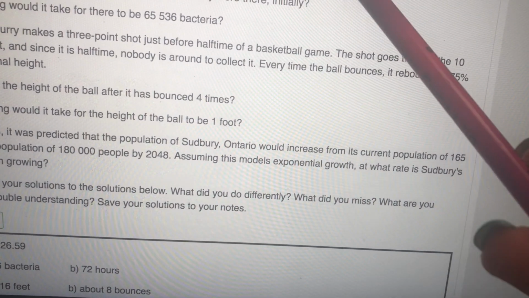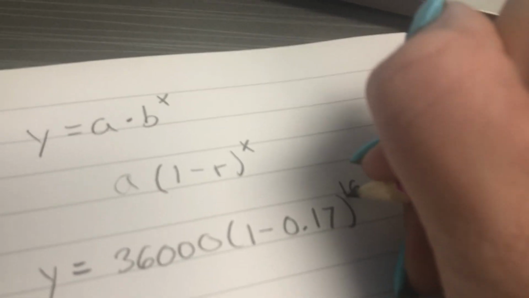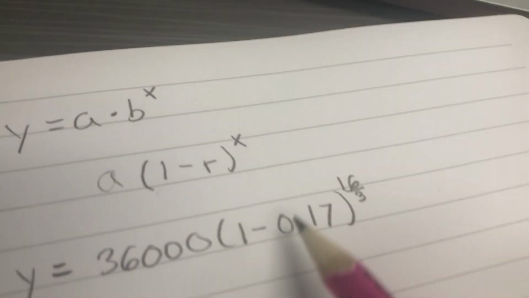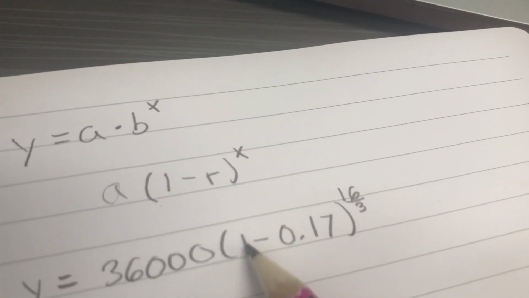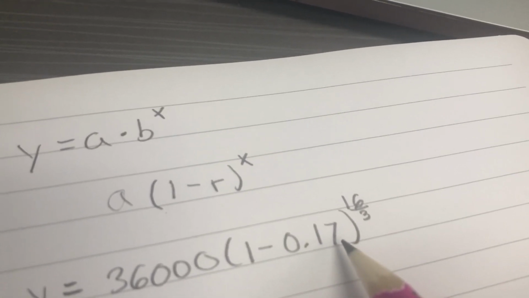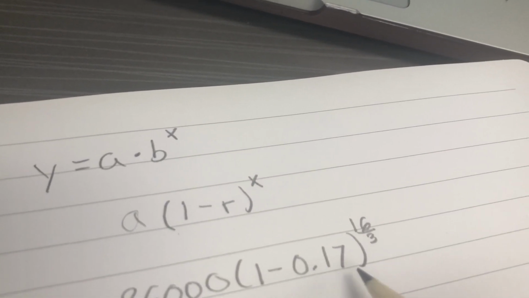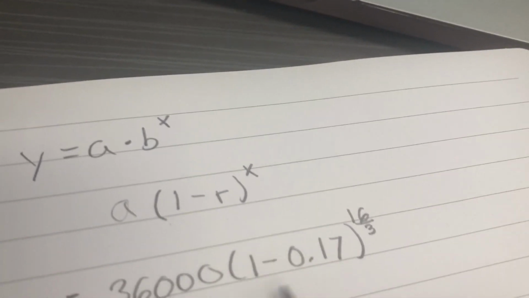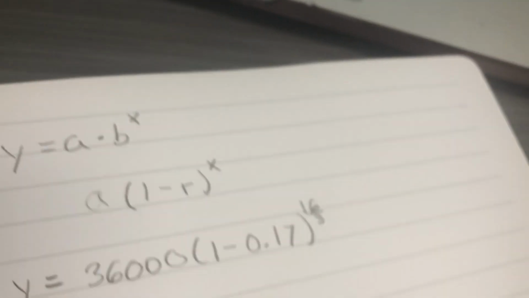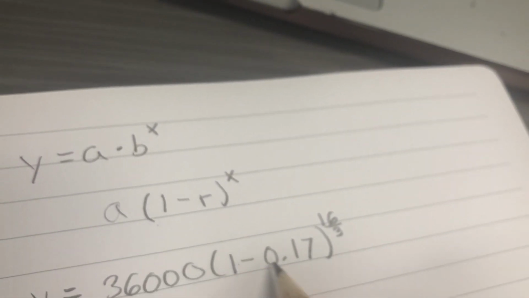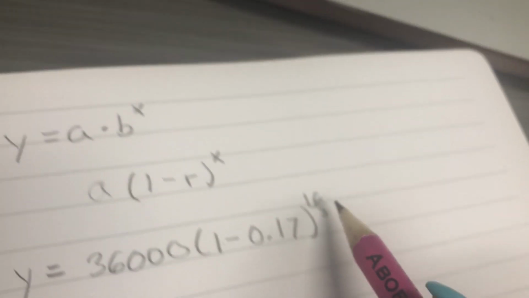Okay, so we've got to change the 64 months into years, so divide 64 by 12, we get 16 over 3. We're taking subtraction because it's not 17% that's left over each year. It's going to be the 83% that's left over each year. Then we can work this out. 1 subtract 0.17 to the power of 16 over 3.